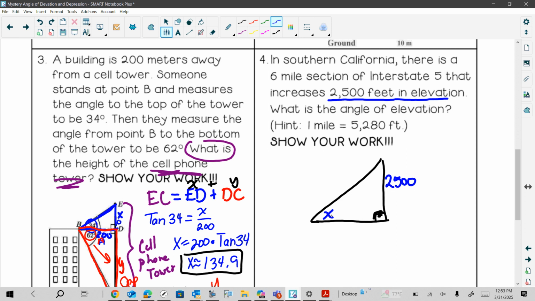Your angles on your drawings, if they ask for an angle of elevation or depression, doesn't matter. That angle has to be made with the horizontal line. This is the horizontal line. There's the angle being made. Our 6 mile section of interstate, that's the hypotenuse. But we have to change our miles to feet. It says right here, 1 mile equals 5,280 feet. So how do I figure out what 6 miles would be? Yeah, 6 times 5,280.